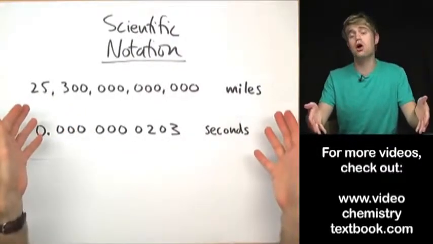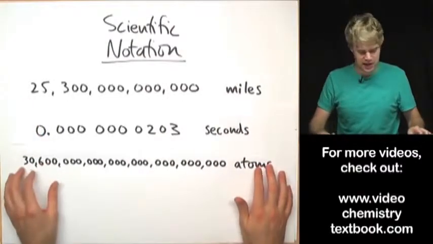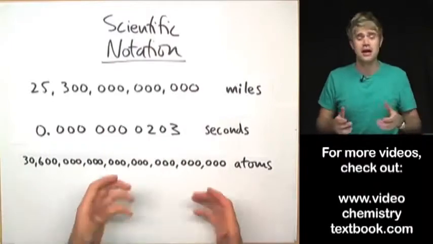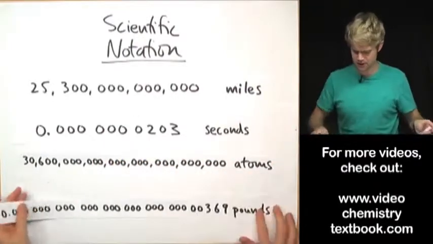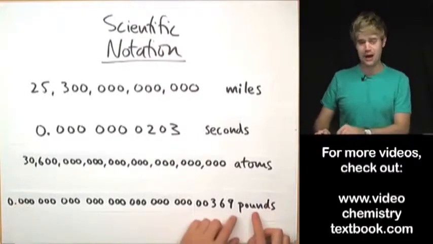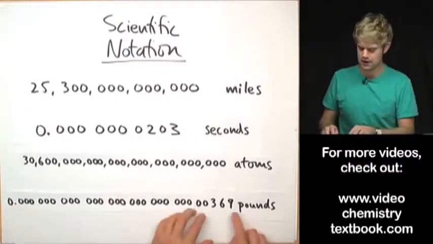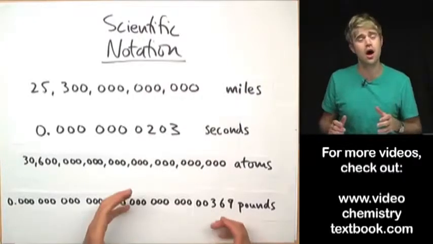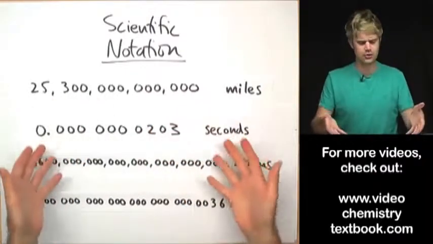And these numbers aren't even the biggest and smallest that we use a lot. This is the number of atoms in an average-sized glass of water. And this number is the weight in pounds. Notice there's a decimal place here, so it's a really tiny number. This is the weight in pounds of a proton in an atom. Look at all these zeros.